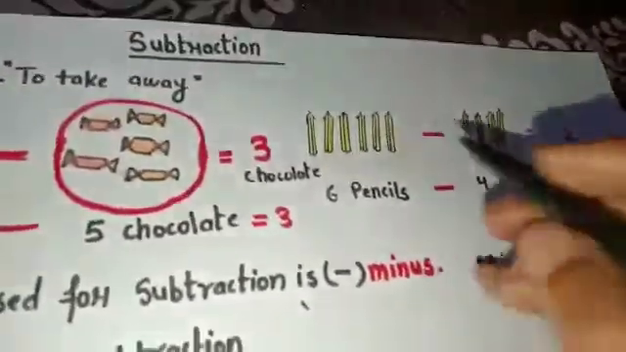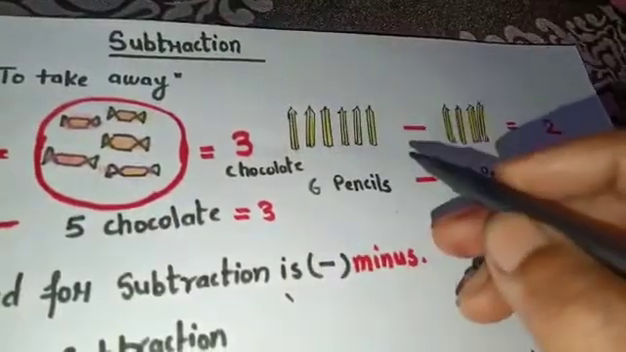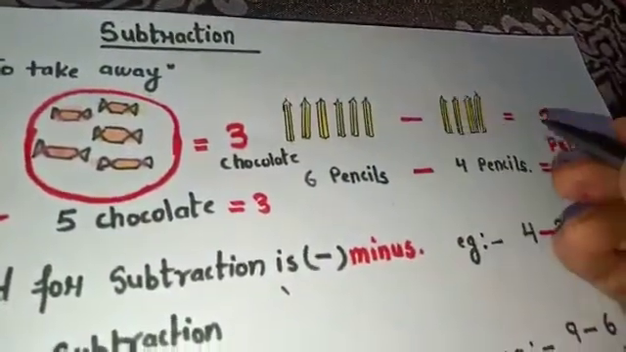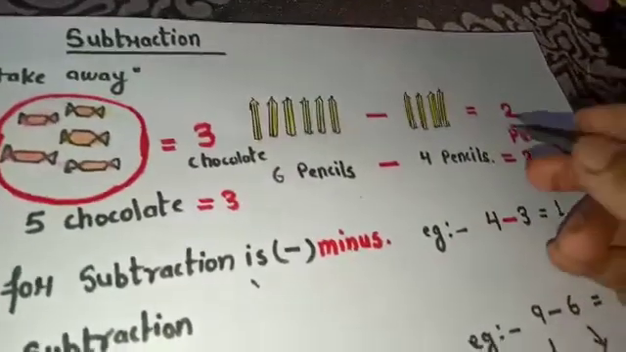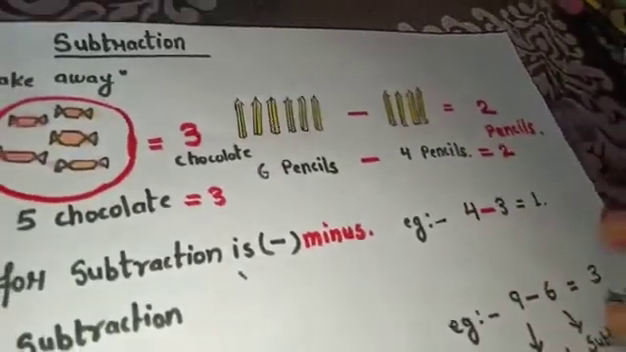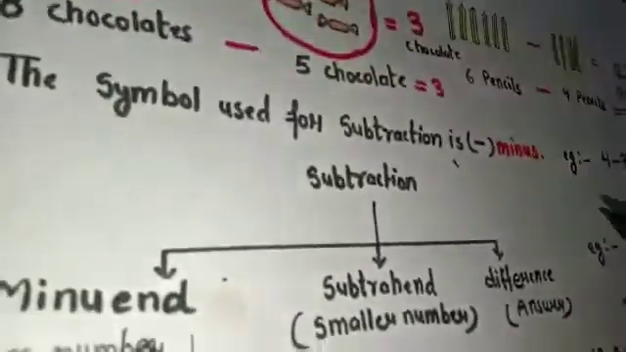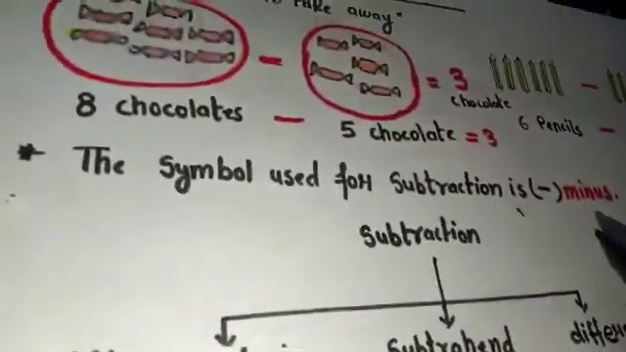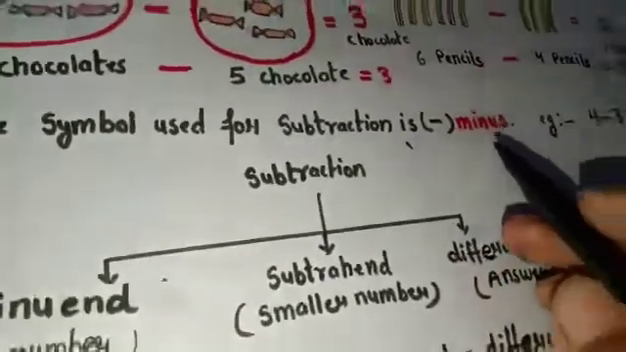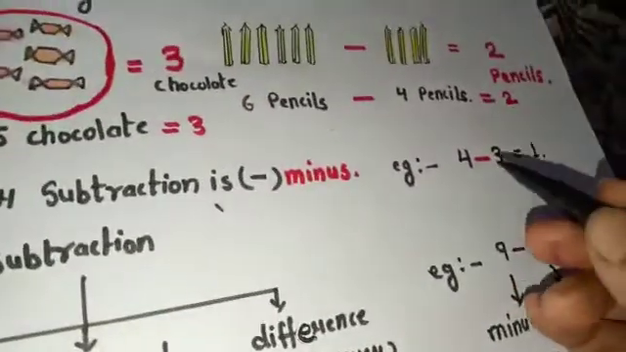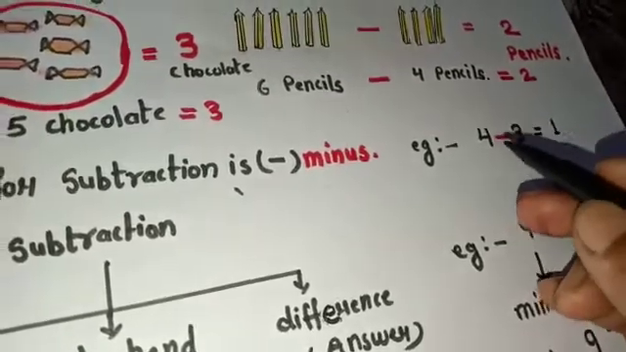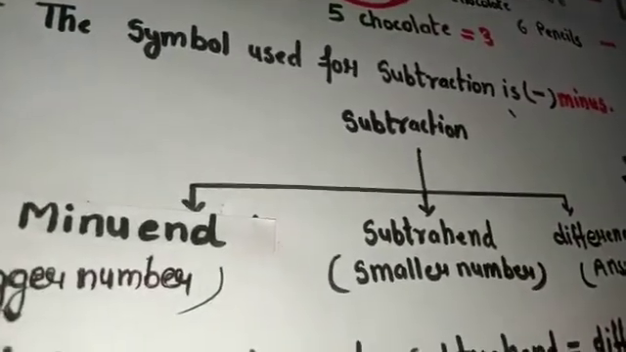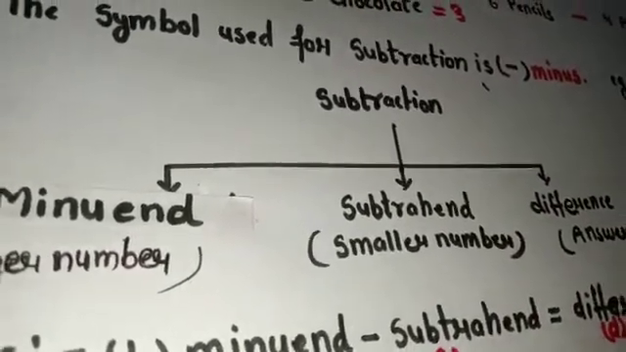The other example is if you have six pencils and you give 4 pencils to your friend, then you will get 2 pencils. Now the symbol used for subtraction is minus. So if we subtract 3 from 4, then we put a minus sign.